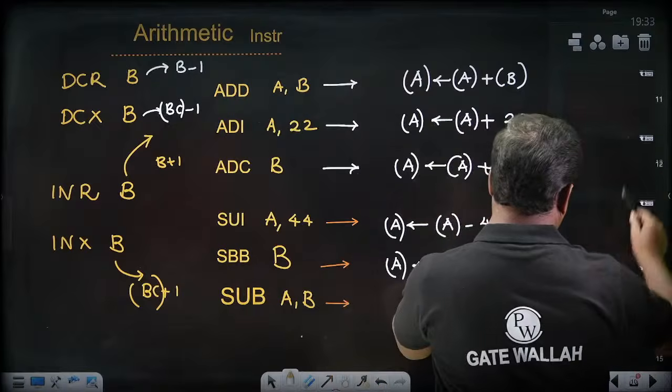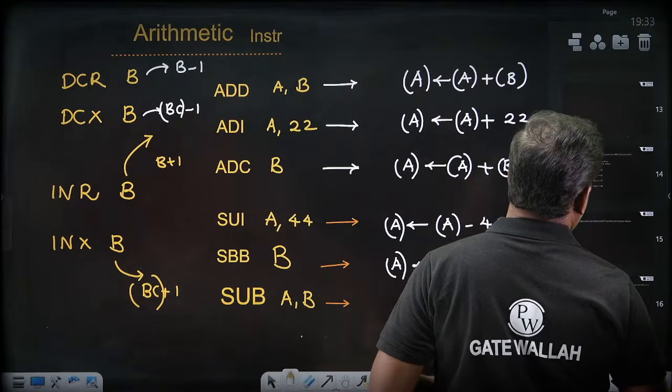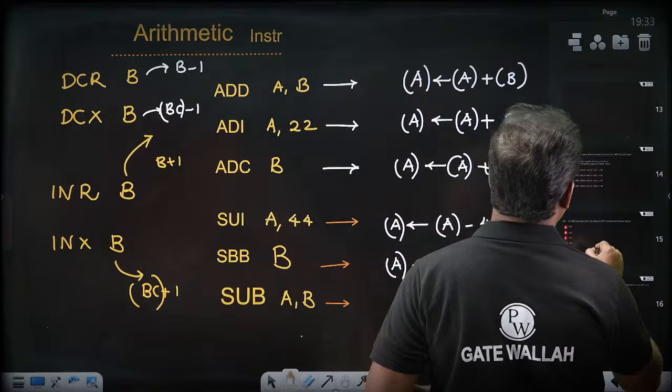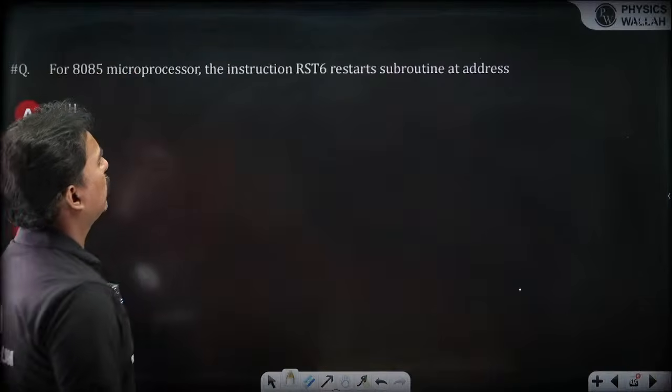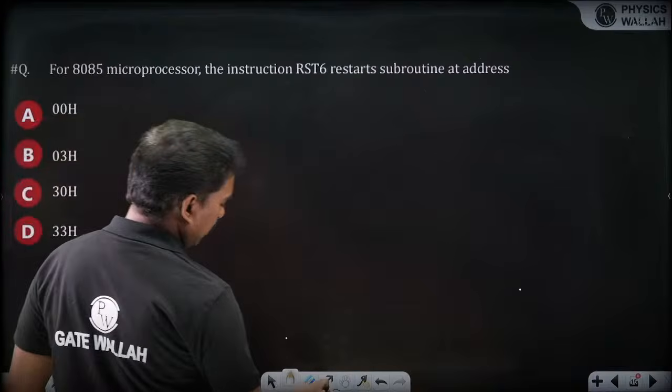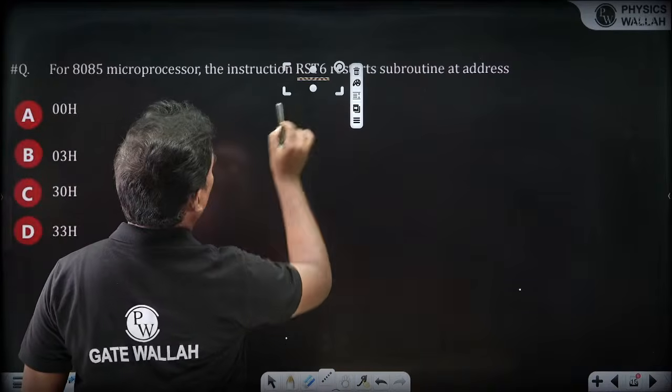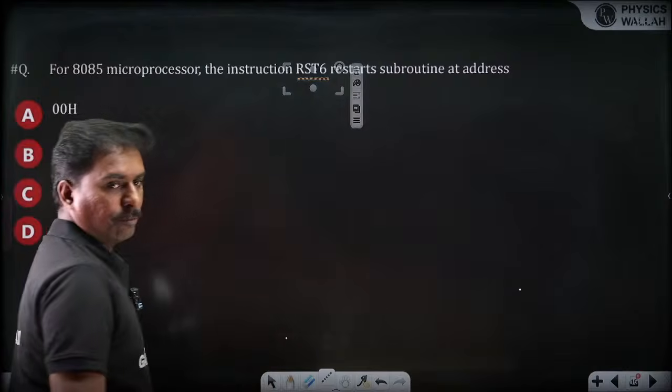Questions, fatafat. Try to answer this question. For 8085 microprocessor, the instruction RST6 restart subroutine at address what?